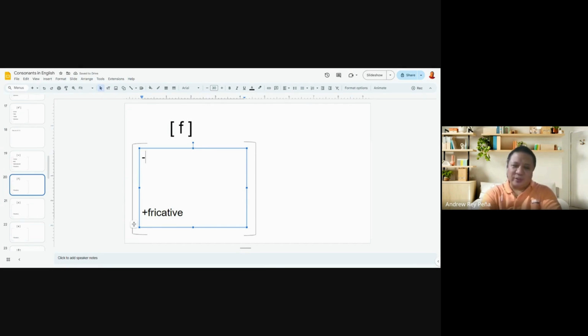It has a voiceless equivalent, which is the f. So touch your throat and say f. There should be no vibration. This is voiceless. This is also unaspirated, meaning there's no puff of air that accompanies it. It's labiodental. So voiceless, unaspirated, labiodental fricative.